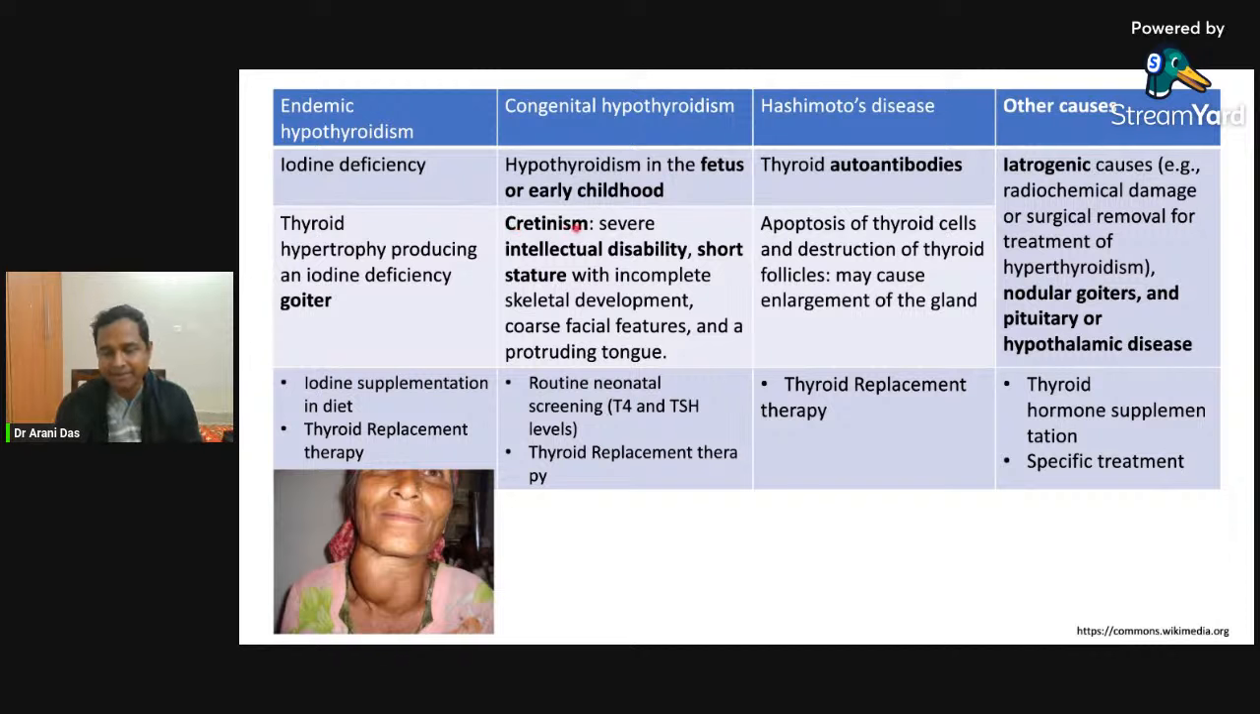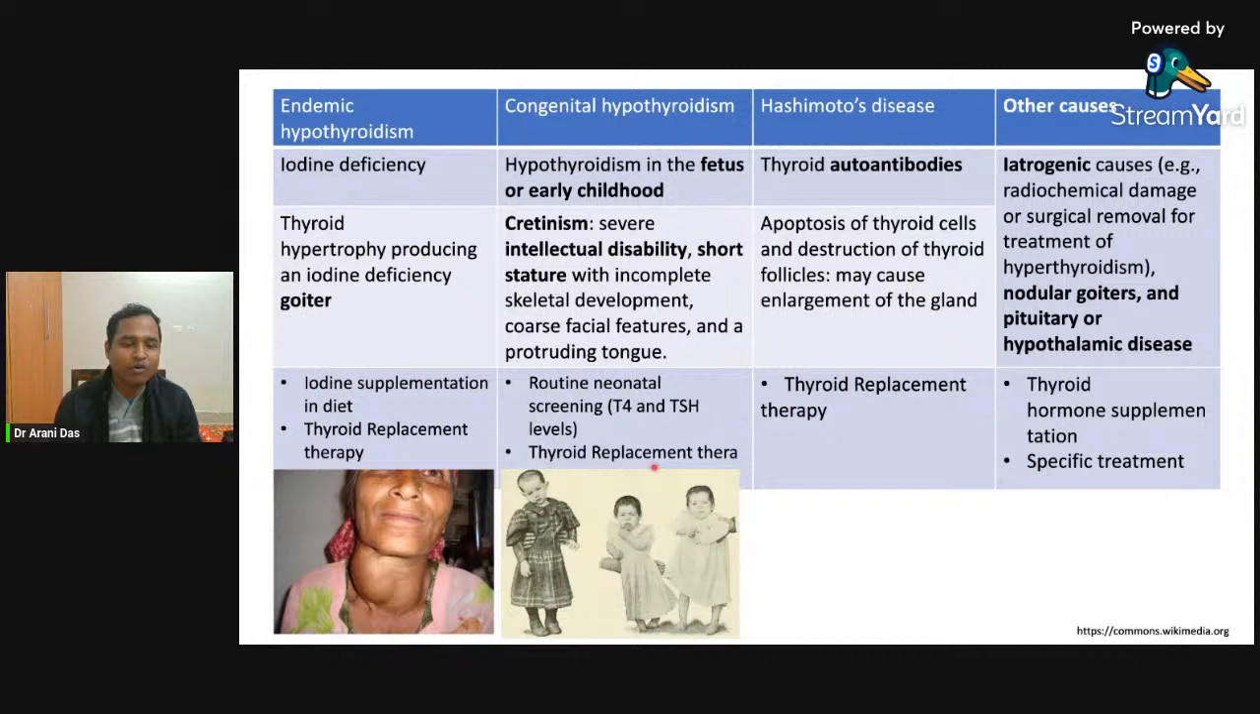Cretinism is a very damaging, regrettable disease, which produces severe mental retardation or intellectual disability, along with short stature, incomplete skeletal development, coarse facial features, and a protruding tongue. Cretinism develops because of hypothyroidism in the fetus or at the early childhood level. The most important part is it needs routine neonatal screening, such as T4 and TSH level, and definitely thyroid hormone replacement therapy.